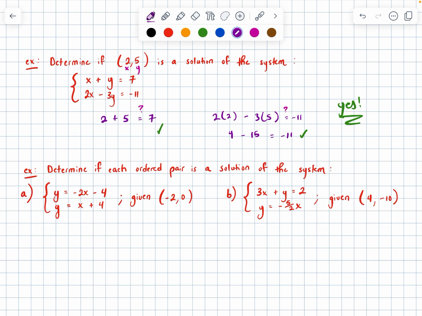I've got these two systems of equations. I want to figure out, does each ordered pair work as a solution? Take 2 minutes, pause the video, see what you get. Go ahead.